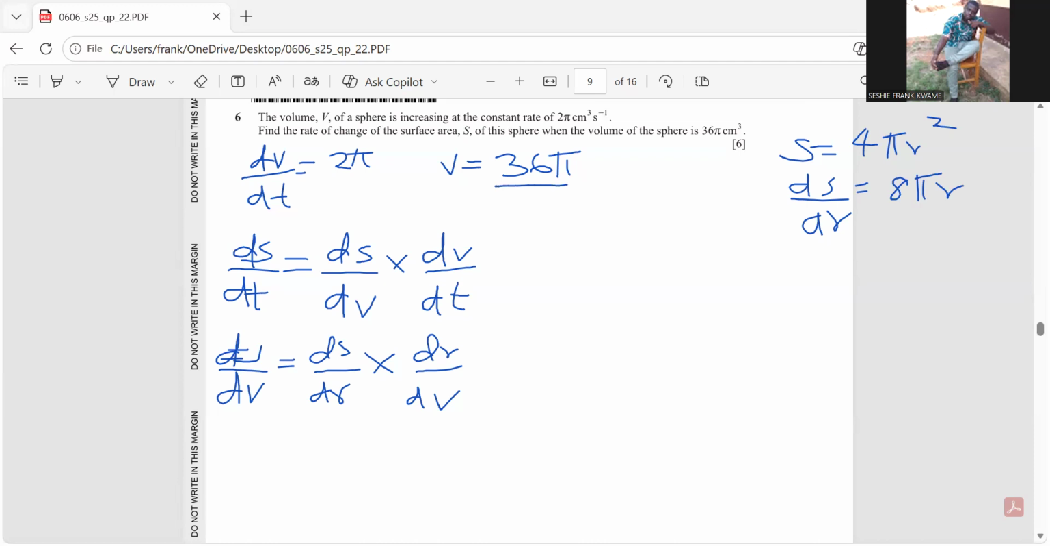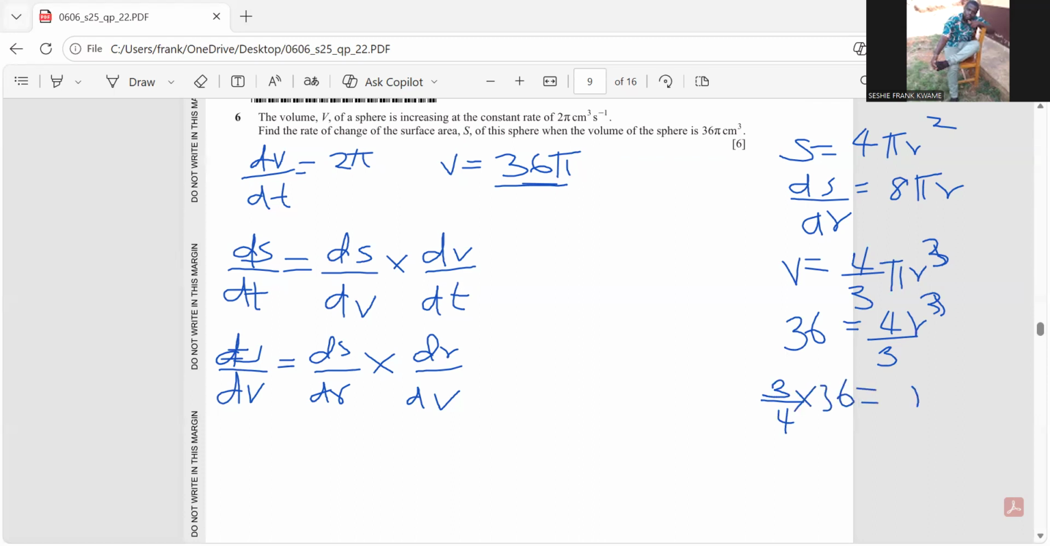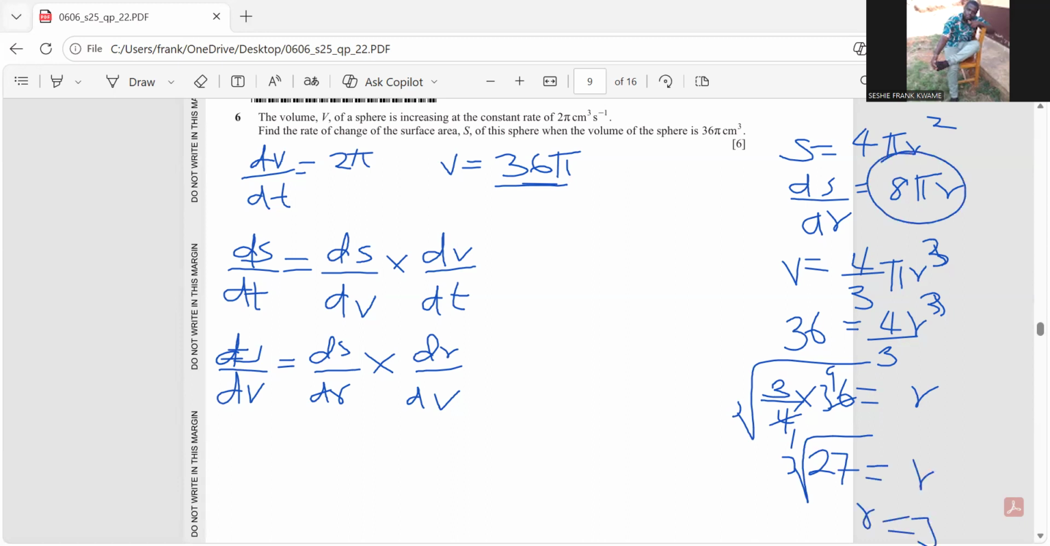What's the volume? Let's work out the volume. The volume is 4/3 pi r cubed, and that's going to give us the result of 36 pi. So pi goes off, so we are going to have 4/3 r cubed. Multiply both sides by 3 on 4. So that's 3 on 4 times 36, and that's r cubed. So r is the cube root of that. 4 here, 1, 4 here, 9, 9, 3, 27. So the cube root of 27 is 3. So r is 3. So if I have 8 pi r, that's 8 times 3, which is 24 pi.